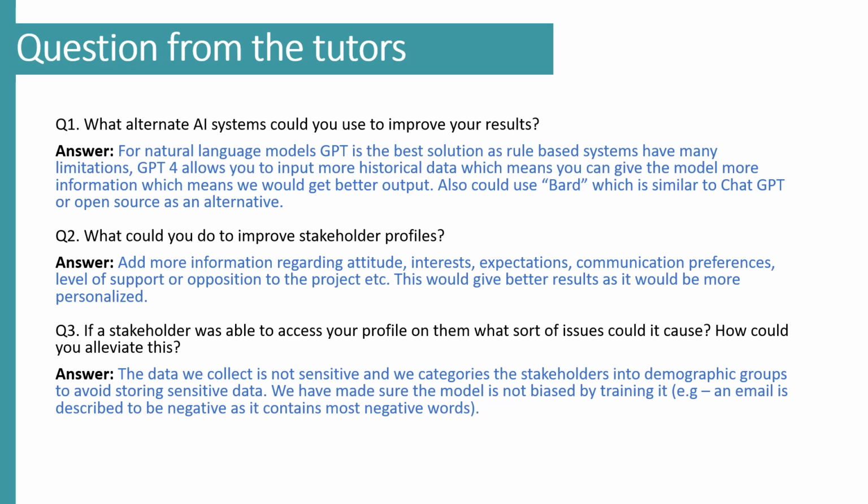If we do implement this, it will cause some problems. One thing is the Freedom of Information Act, which allows the stakeholders to retrieve all the information we store. So one way to prevent the stakeholder becoming upset is, well, don't store anything sensitive. One way to do that is by putting them into demographic groups to avoid the sensitive data being stored. We have also made sure that the model is not biased by training it on emails that do not contain negative comments or words. Thank you for listening.